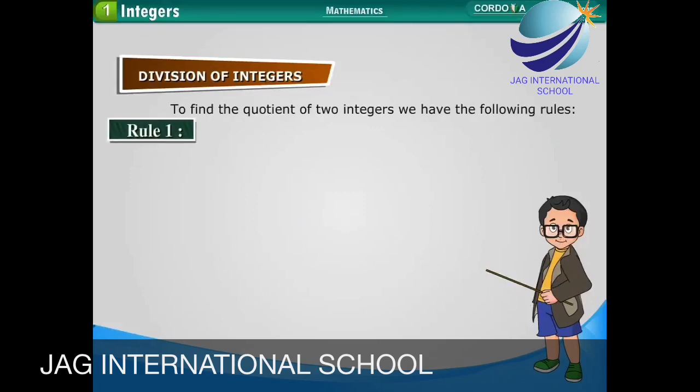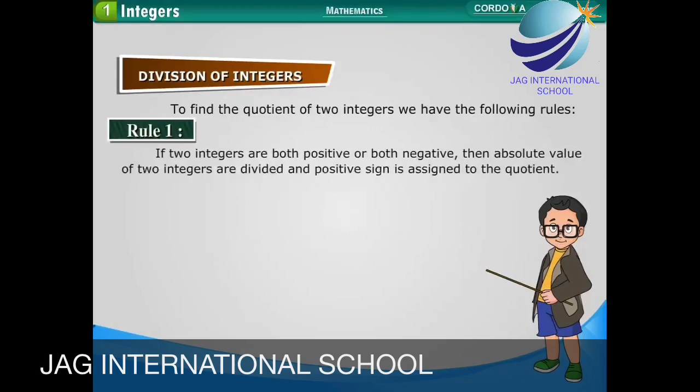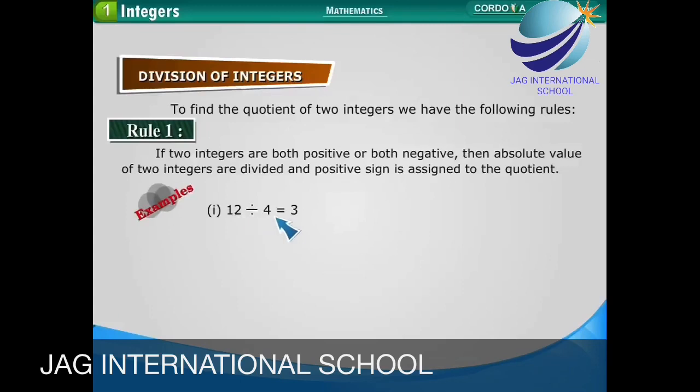Rule 1. If two integers are both positive or both negative, then absolute values of the two integers are divided and a positive sign is assigned to the quotient. Examples: 12 divided by 4 is equal to 3. Negative 42 divided by negative 7 is equal to 42 divided by 7, which is equal to 6.